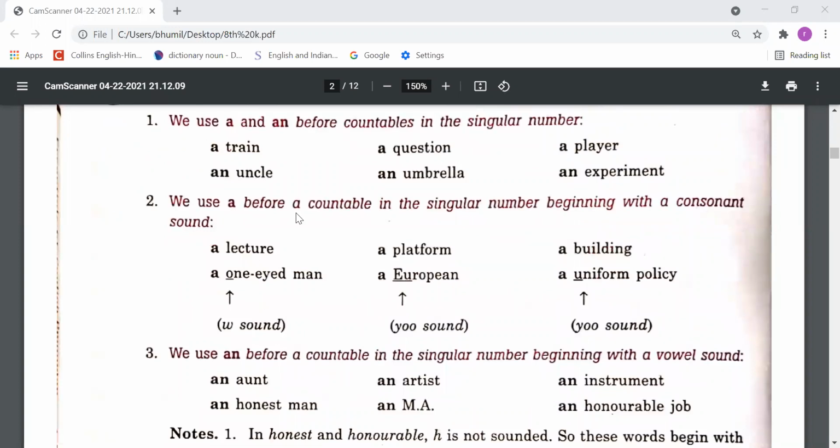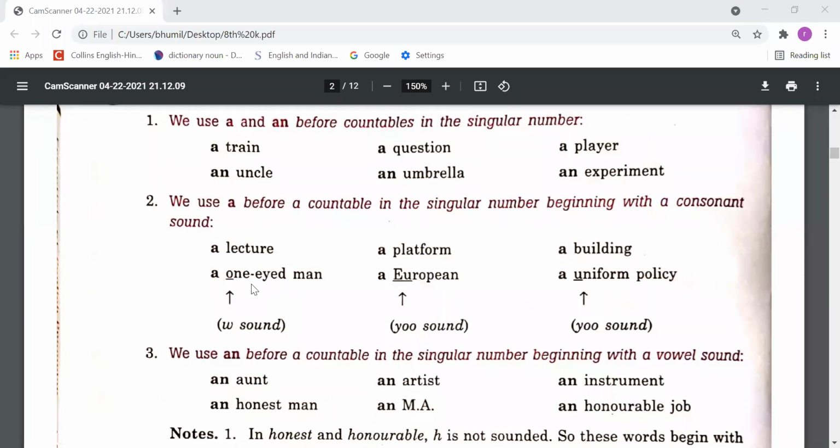Second point: we use "a" before a countable noun in the singular number beginning with a consonant sound. So if our noun is countable and singular, and the starting sound of that word is a consonant, we should use "a". Like a lecture, the L sound is a consonant, so we use "a" here. A platform, the P sound is there, we use "a". A building, a one-eyed man, the W sound is there, which is not a vowel, that's a consonant sound, so we use "a".